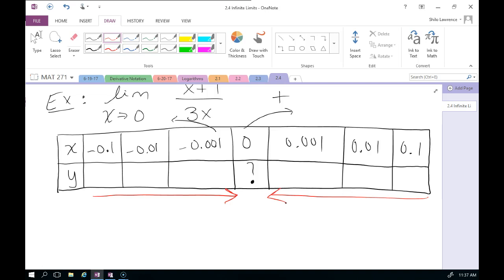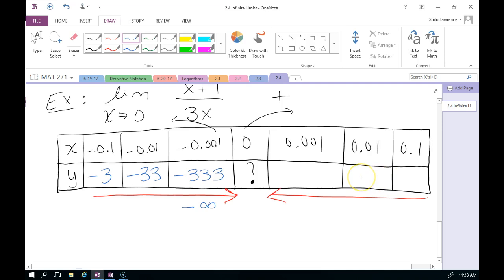And when I plug in a negative tenth, I get negative 3. When I plug in a negative hundredth, I get negative 33. And when I plug in negative 1,000th, I get negative 333. So those values are approaching 0 from the left. So it looks like they are going to negative infinity.